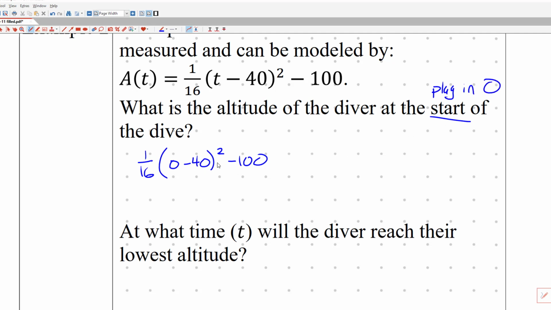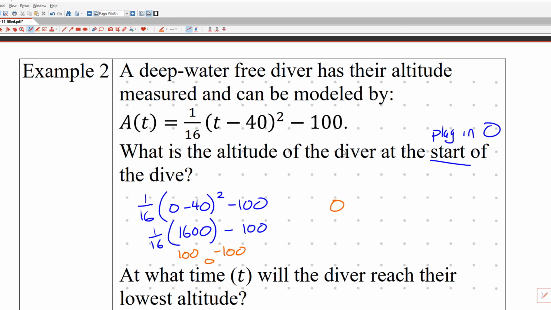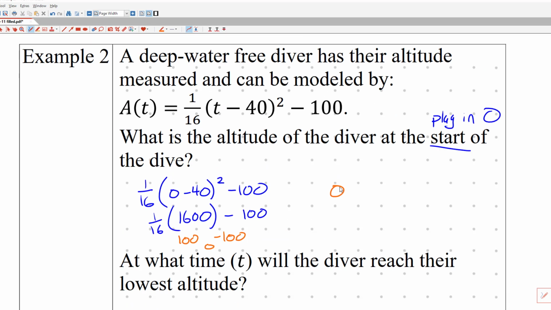All right, so negative 40 squared, 40 times 40, well, 4 times 4 is 16, and then I have another 10. 10 squared is 100, so 1600. And that's still multiplied by 1/16, and then I'll subtract 100 after I do that. My next step, what's 1600 divided by 16? Oh, that's just 100. And 100 minus 100 is 0. So the answer is 0. I don't know. Does it say meters or anything in here? No, it doesn't say meters or feet. So I'm just going to say 0, 0 some unit.